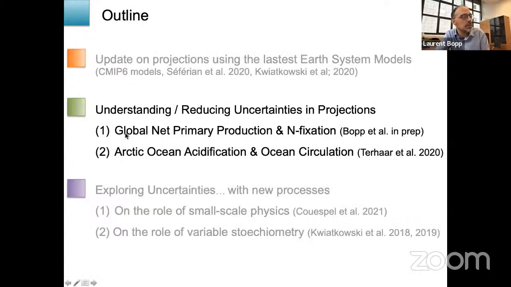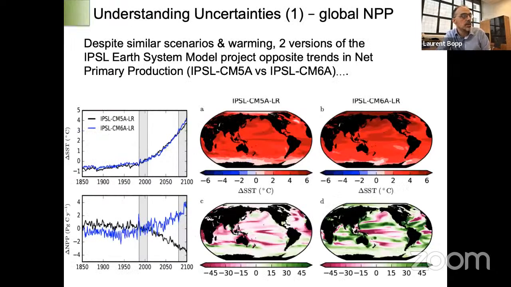So I will give you maybe two examples now. The first one is basically trying to get some insights into why we have larger uncertainties in NPP projections. And then in my second example, I will focus on acidification. I will try to give you an example on how we can reduce uncertainties in those projections. This one has been published in 2022, so this is based on two recent papers. So my first example is about NPP projections.